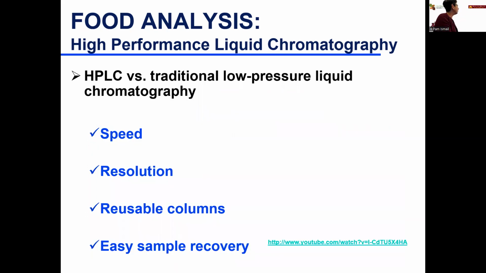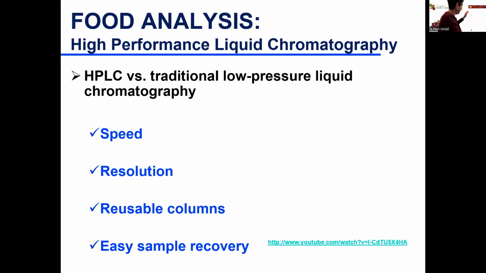All right, so what are the differences between high performance liquid chromatography and the traditional low pressure liquid chromatography? When I say low pressure liquid chromatography, these are the big columns that we pack ourselves following manufacturer instructions and usually are used for fractionation and collection of fractions. So you don't get great resolution with those columns.